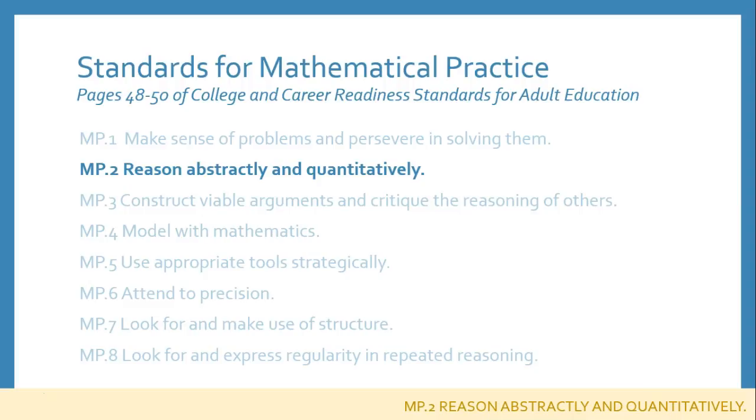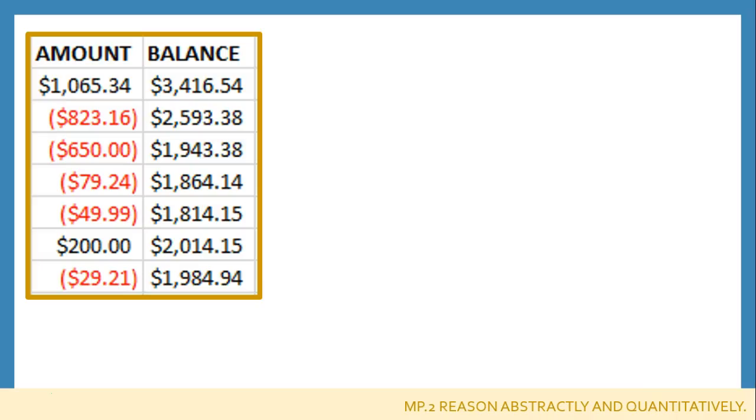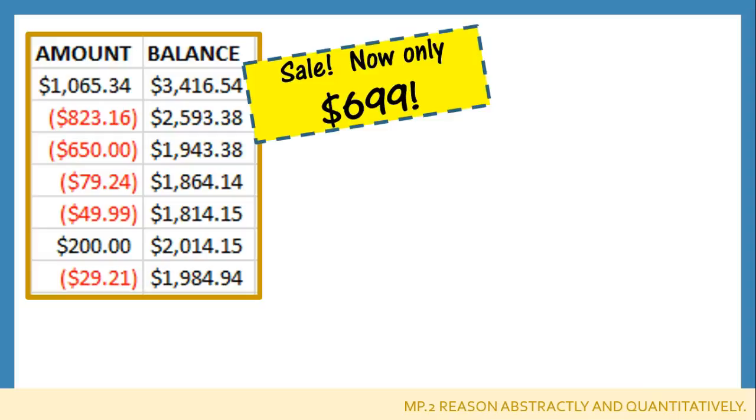So, to begin to get a sense of mathematical practice number 2, reason abstractly and quantitatively, let's consider a scenario outside the math classroom. Think about the ways that we could work with the numbers in a checking account. While shopping one day, I see that the laptop that I have been wanting is on sale for $699. Do I have enough money in my account to buy this? By checking the balance, I see that I do have enough money.